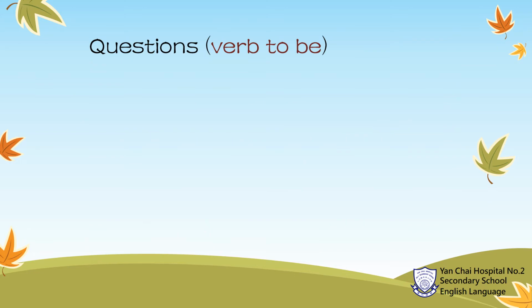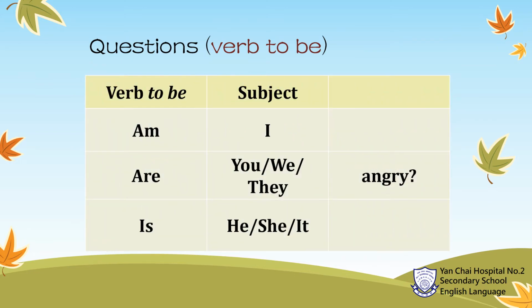So when we form questions by using verb to be, in this case, we put verb to be at the beginning and then followed by subject. So whether we use am or are or is, it depends on the subject. When the subject is I, we use am at the beginning. When the subject is you, we, or they, we use are at the beginning. When the subject is he, she, or it, we put is at the beginning.